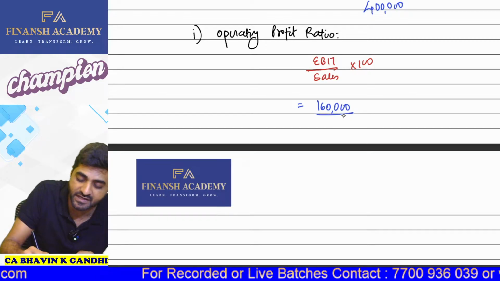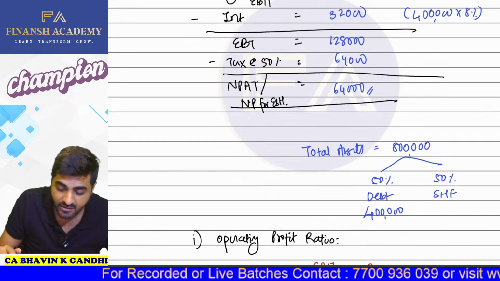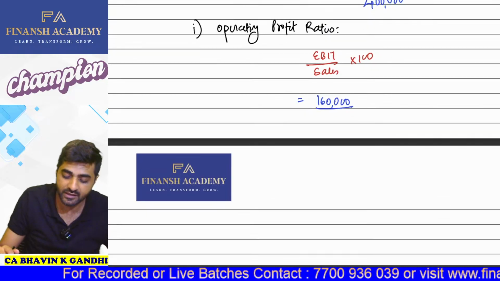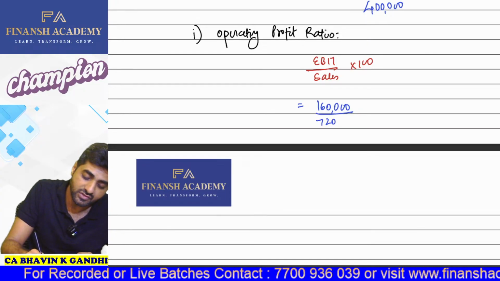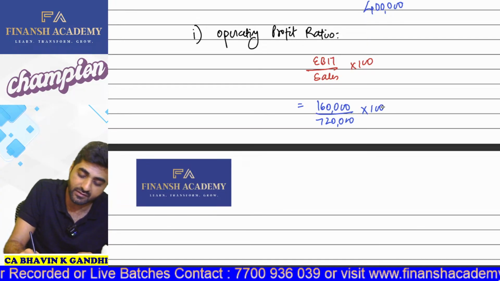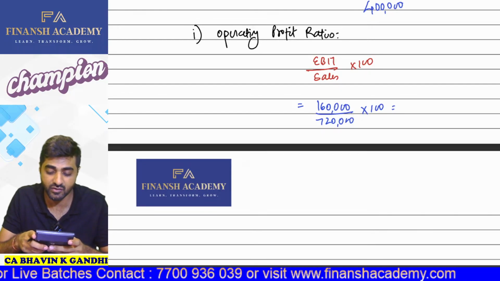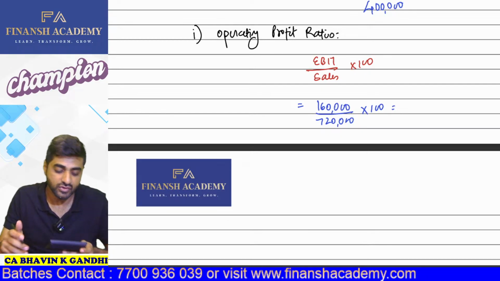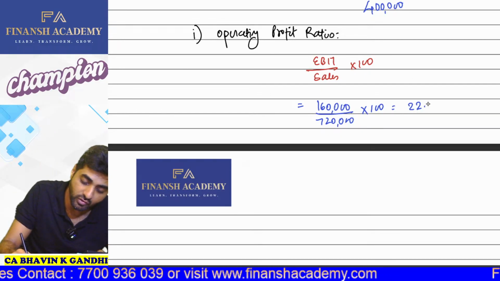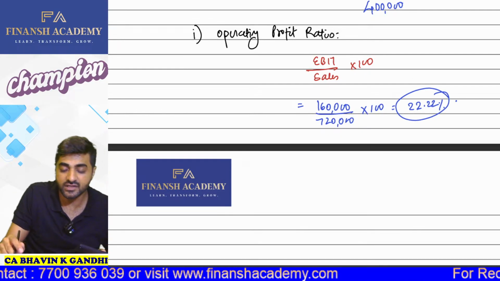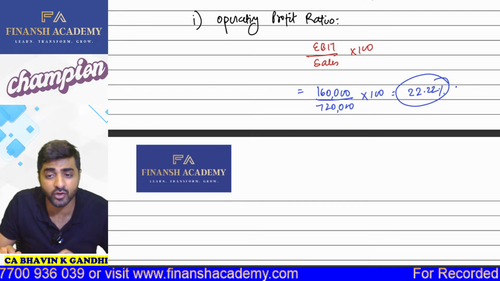Do we have the amount of sales? Yes, sir. What is the amount of sales? Amount of sales is 7 lakh 20. So 1 lakh 60 upon 7 lakh 20. So what is this ratio going to be? 1 lakh 60 divided by 7 lakh 20 into 100. So this is now going to be 22.22%. So this is your operating profit ratio, 22.22%.